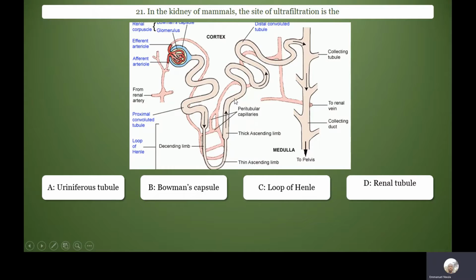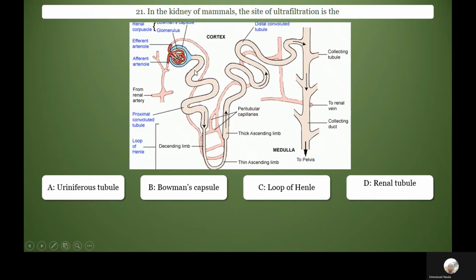You have millions of these in our kidneys. That's where urine is actually formed. So blood from the renal artery flows into the glomerulus, and smaller materials like urea, uric acid, water, salts, and glucose will filter through the glomerulus into the Bowman's capsule. And then it flows down. The useful materials like glucose and most of the water will be reabsorbed back into the blood.